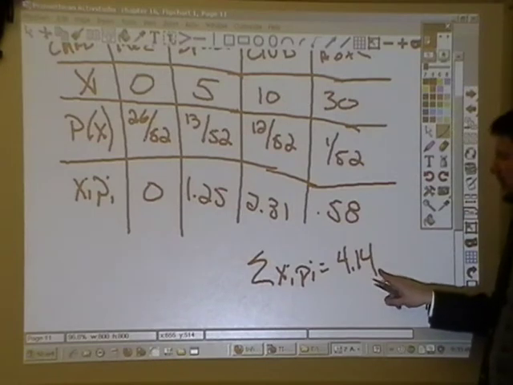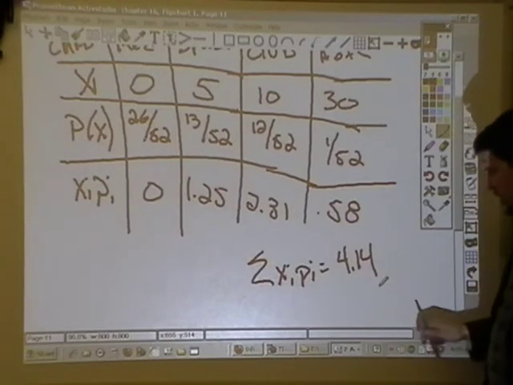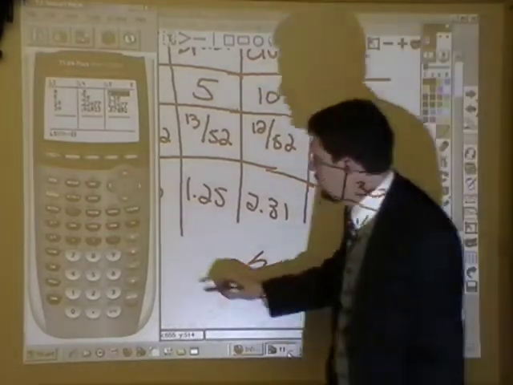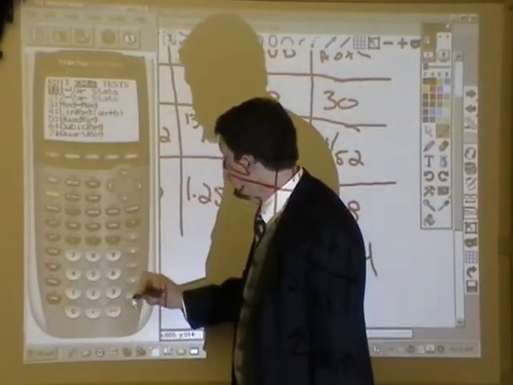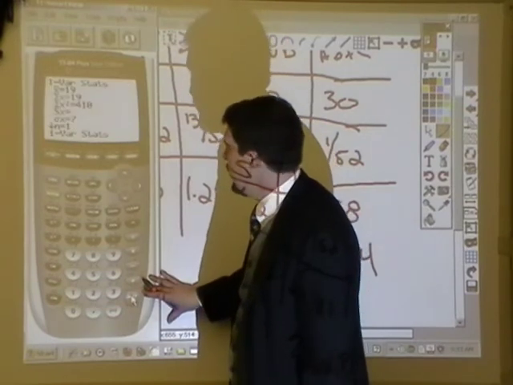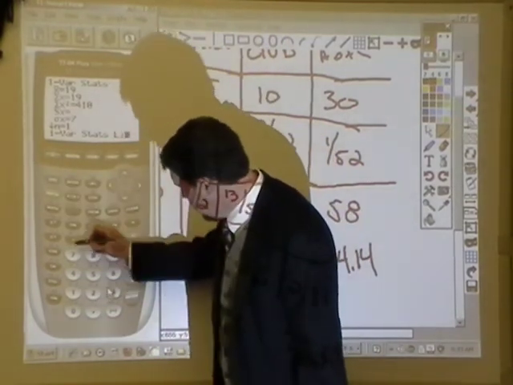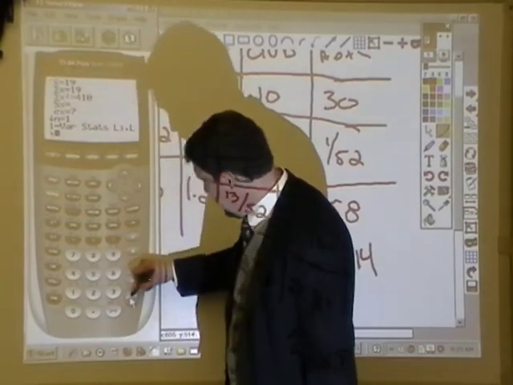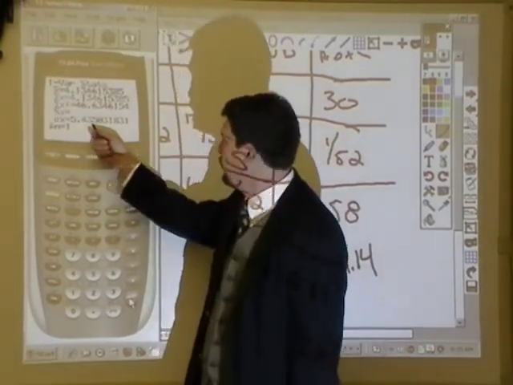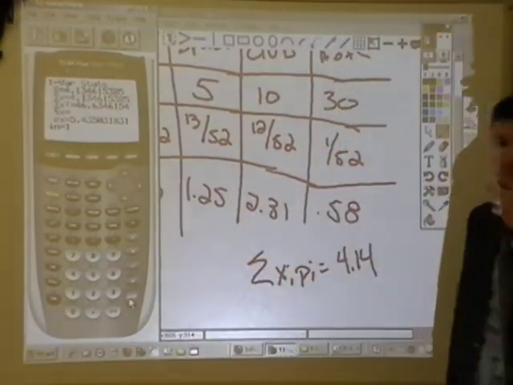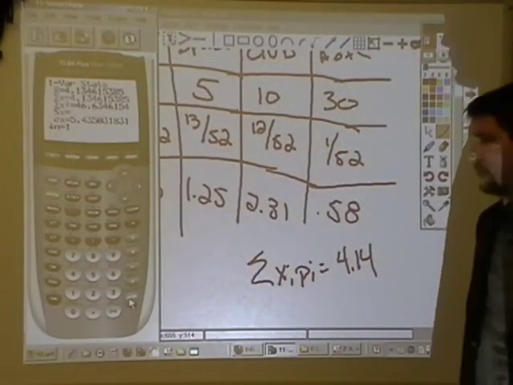What's standard deviation? I can find standard deviation fairly easily. I would go to stat, I would go to calc, and in this situation I'm going to do L3, comma, L4, and I get a standard deviation of 5.44. Average distance from the mean.